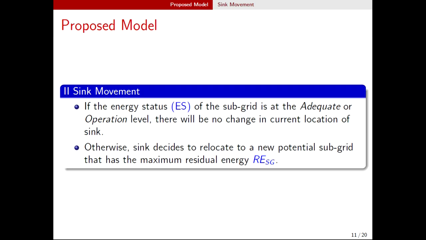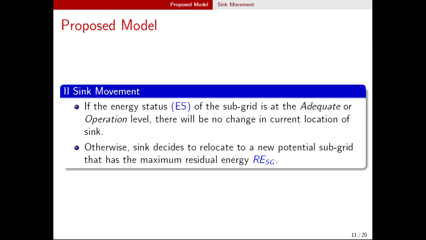So this energy status will determine whether the sink has to move or not. The overall idea is to let the sink move from one place to another only if the current subgrid doesn't have an adequate or operational energy level. If it doesn't, it moves to any one of the 8 regions. With this sink movement, if the energy status of the subgrid is at the adequate or operational level, there will be no change in the current location of the sink.